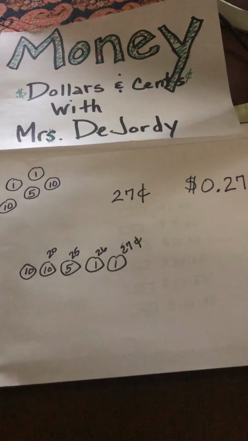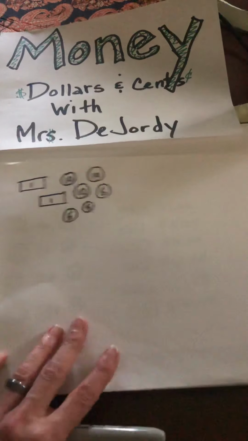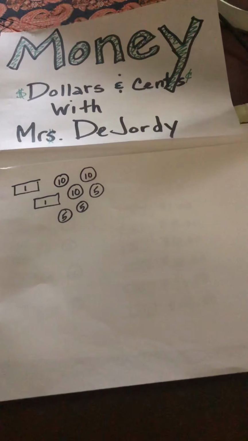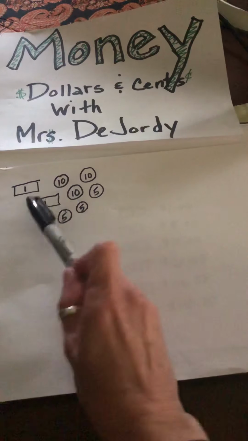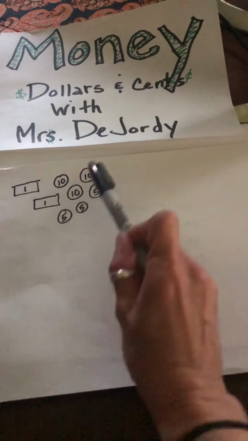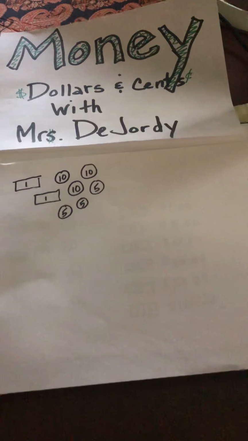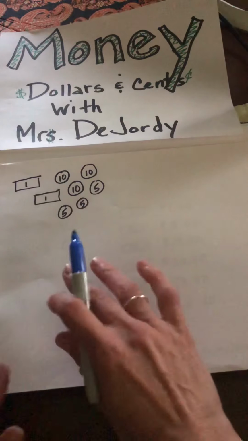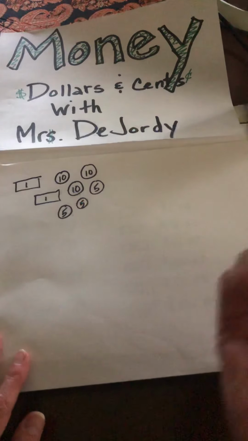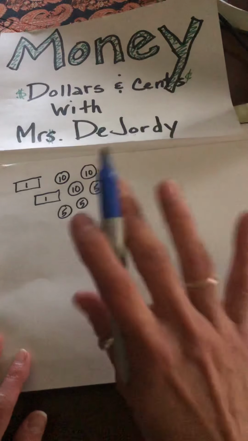All right, let's try another one real quick. And here's one Mr. DeJordy has. And this one has some bills involved in it. So I have a $1 bill, a $1 bill, a 10, a 10, a 10, a 5, a 5, a 5. So I am going to add them together. And this time I'm going to do it as if I didn't have a paper to rewrite them. So what I'm going to do is I'm going to use my pencil, and I'm going to cross them off as I count them so I know that I've counted them.